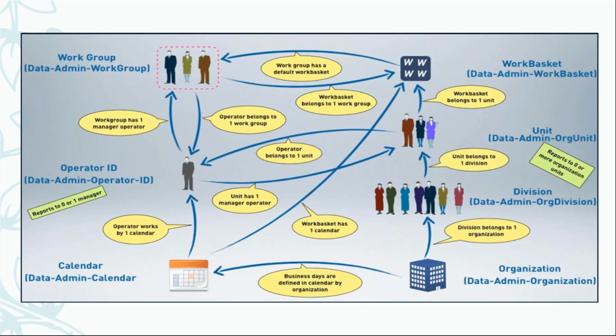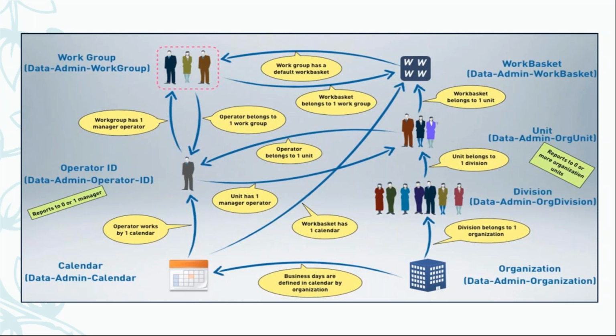So if I go from a bottom-up approach, then one single person will have one operator ID. That operator ID will be linked to a particular work group. That might be your own group or whatever your responsibility is. Now that particular work group has a link to the work baskets, multiple work baskets. One work group can have access to one to many work baskets.